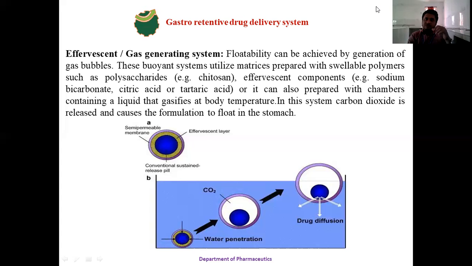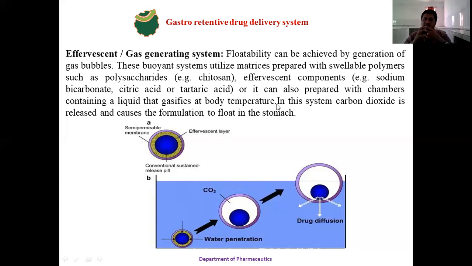Release of carbon dioxide or a particular gas, a liquid which will convert to gas at body temperature. So whenever that closed system goes to the stomach, it will convert to gas at body temperature, and then it will float in the gastric fluid. Now this is one of the systems called a chamber system, containing a liquid that gasifies at body temperature.